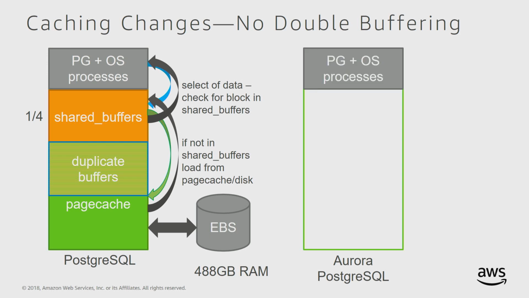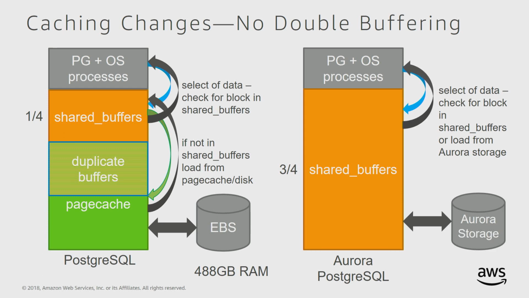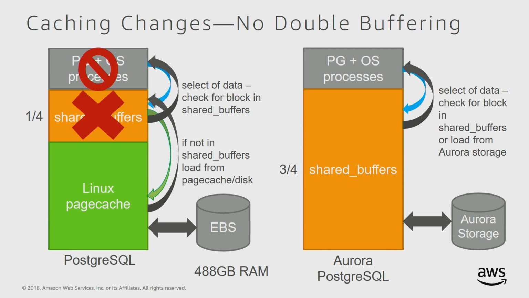This is quite different on Aurora because we don't have a file system. We talk to Aurora storage. So, it's not even in sort of the same area. So we have 3/4 of it in shared buffers because there's no real reason not to, right? So when we select, we basically go look at shared buffers. And if it's not there, we go get it from our storage, right? So less hops.